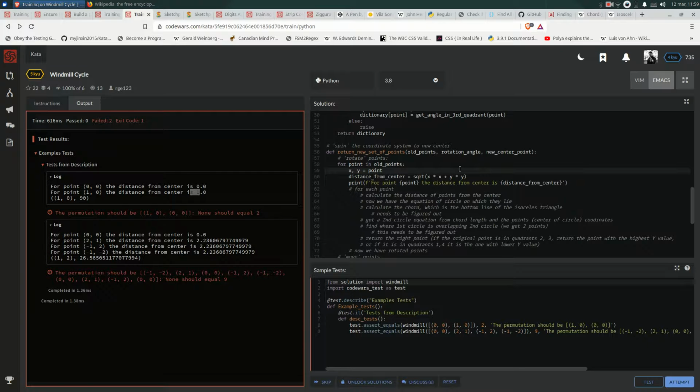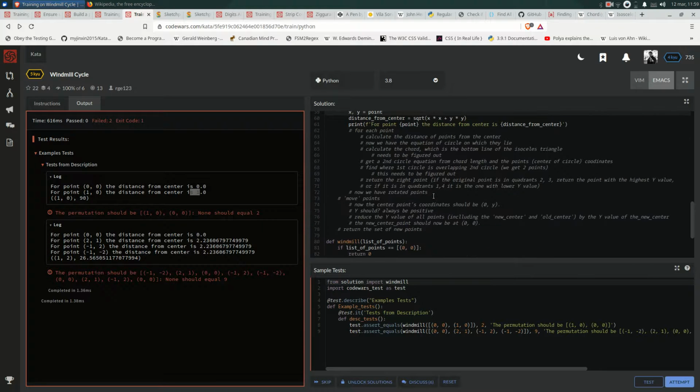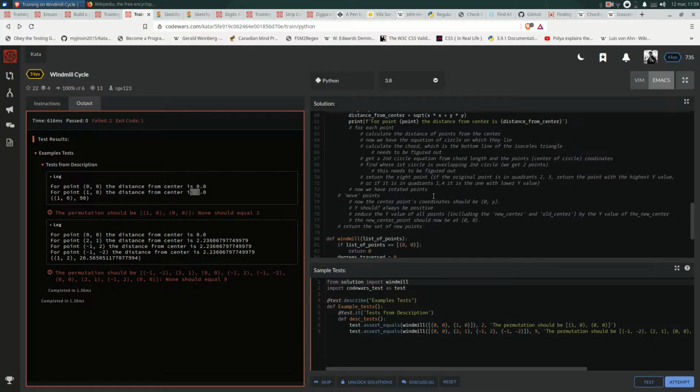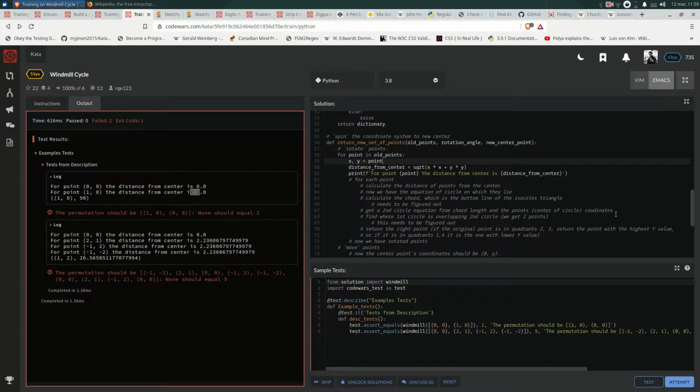Alright, yeah, I get it. The distance from center, yeah, this was wrong. Oh, it's 1 0, not 1 1. Okay. Alright, acceptable. 2 something, 2 something. So all of them should be the same, and they are. So that's great. We got the distance from the center. Really cool. For all points, for each point, calculate the distance from the center. Now we have the equation of the circle. All right. Calculate the chord. Okay.